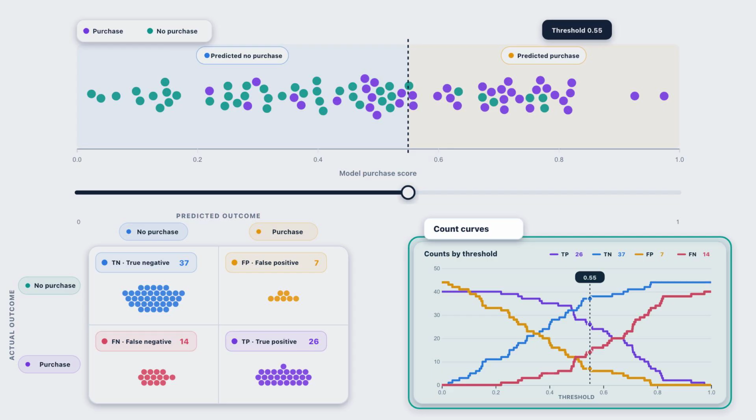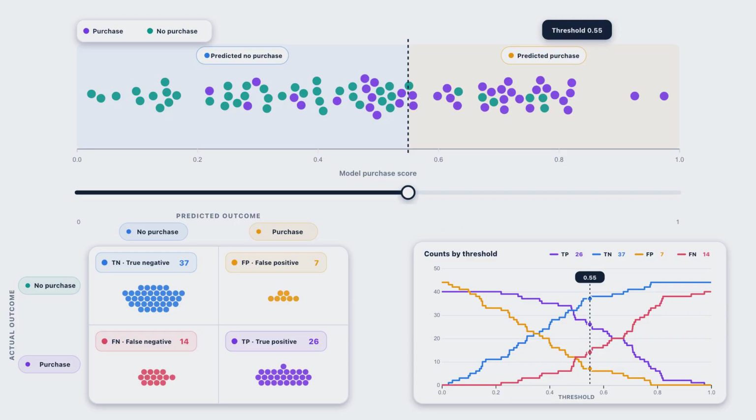So when you read a confusion matrix, ask 3 questions. What is the positive class? What threshold created these predictions? And which mistake costs more here?